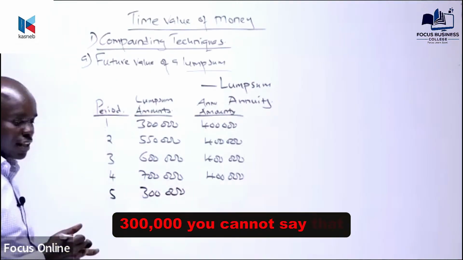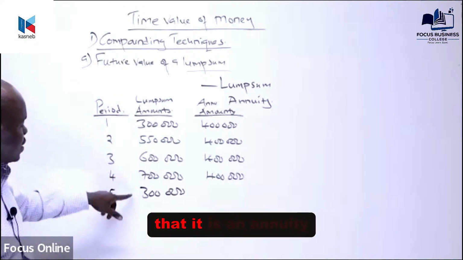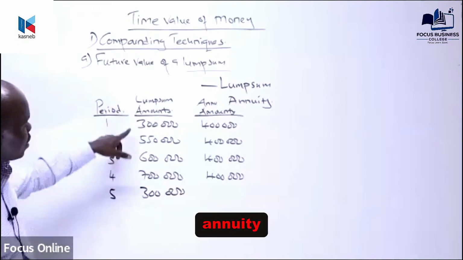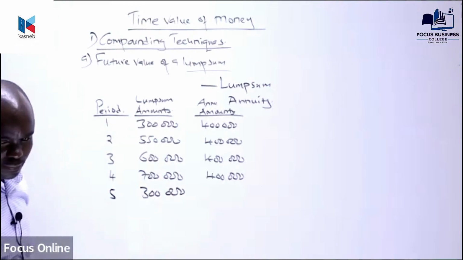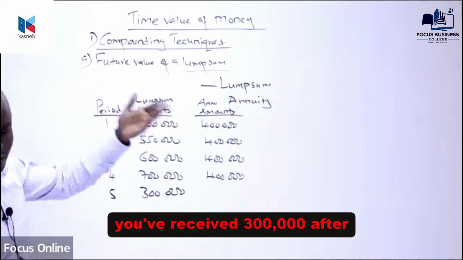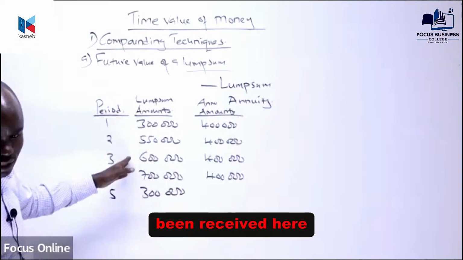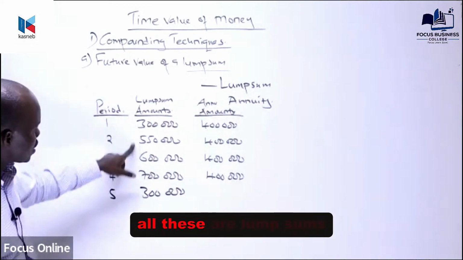You cannot say that since 300,000 is appearing twice, it is an annuity. No, it is not an annuity because it has not been received regularly. You've received 300,000 after some other cash flows have been received here. Are we together? So all these are lump sums.